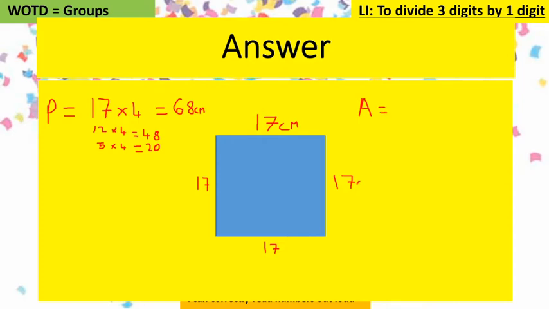I'm going to put an A to work out area. I'm just going to put one more unit in here just to explain units, not area. To work out the area of a square, how do you do that? We do width times length. So it's a square, so it's going to be 17 squared, or 17 times 17. So I'm going to write 17 times 17 to give us an opportunity to go through our multiplication.